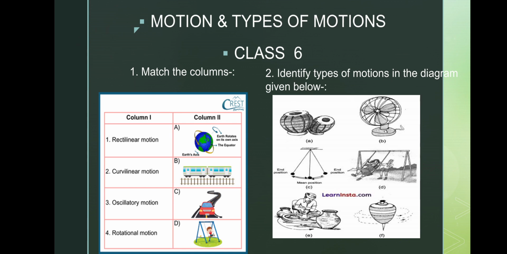Then identify types of motion in the diagram given below. You have to identify these motions, whether they are periodic, whether they are circular, or whether they are oscillatory or vibratory, or whether they are rotatory. All that you have to identify.